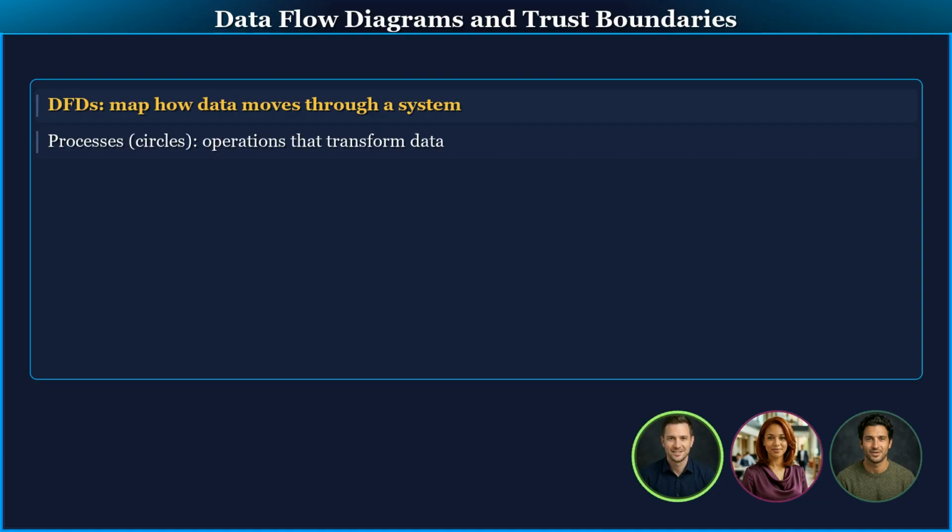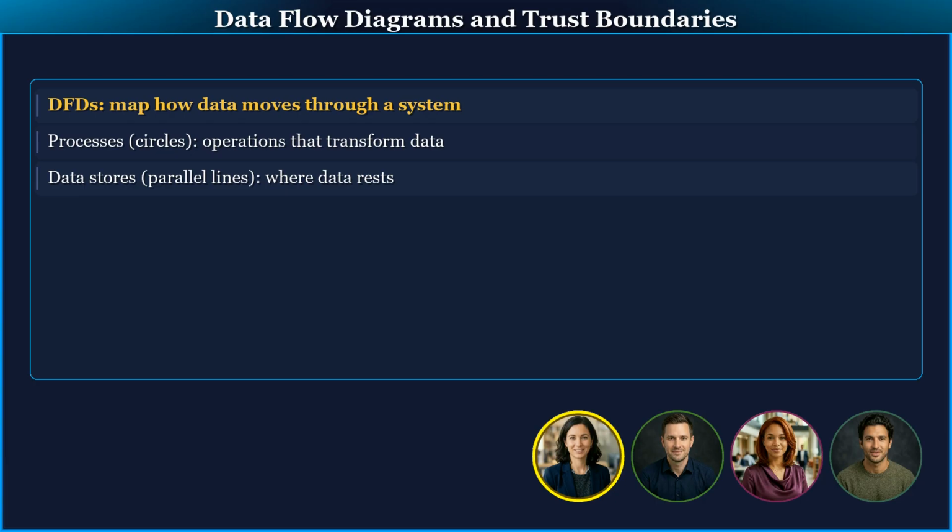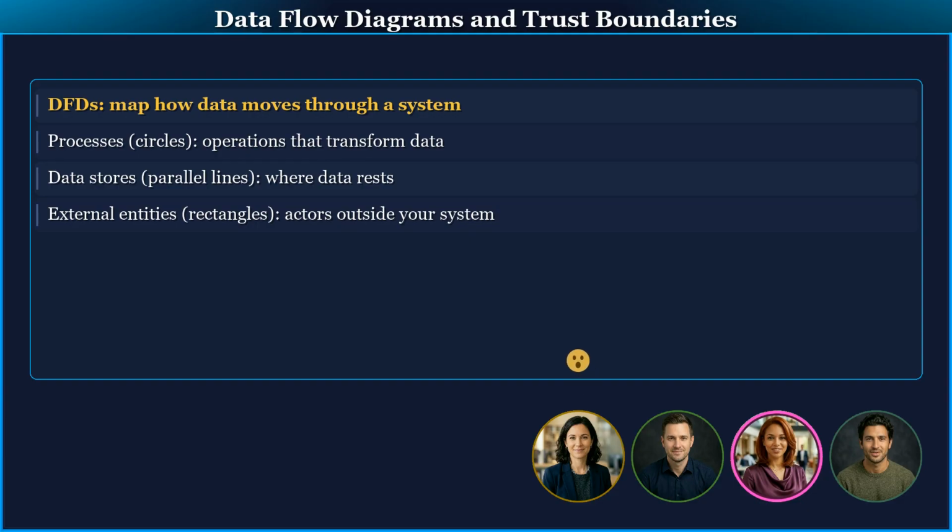Think of a DFD like a plumbing schematic. Processes are the valves and pumps that transform data. They are the circles on your diagram. Data stores are the tanks where data rests: databases, file systems, message queues. They appear as two parallel lines on the diagram. External entities are the actors outside your system boundary: customers, third-party APIs, payment processors. They are the source and destination of data that you do not fully control.